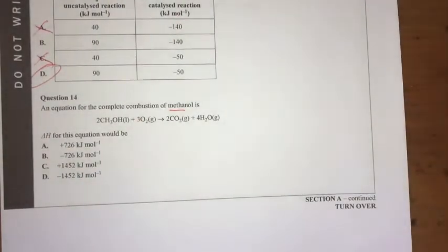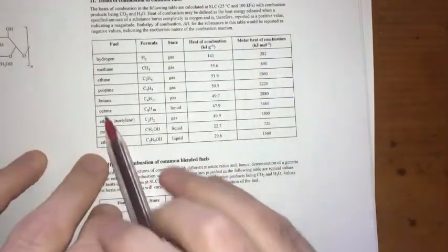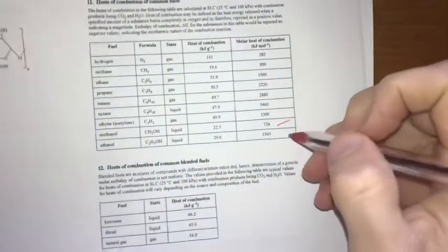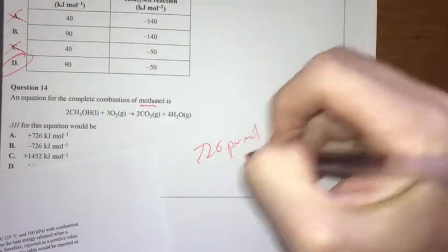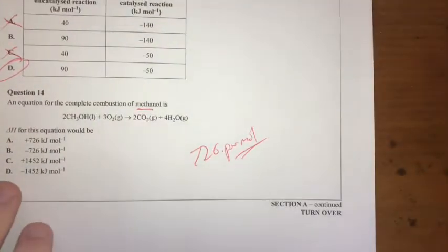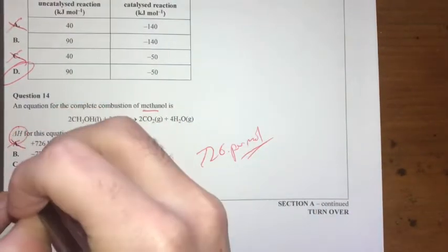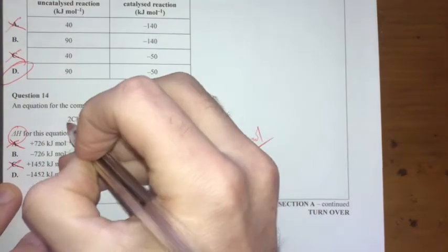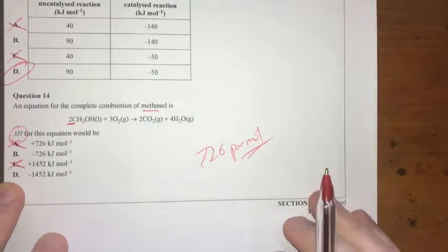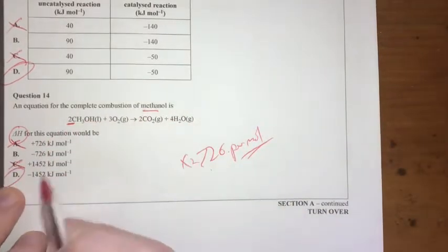All right. So the molar heat of combustion here for methanol is 726 per mole. Now it's going to be negative because delta H for a combustion reaction is negative. I can cross off these two first of all. Now I've got this one and this one. Notice here we've got 2 lots of methanol, so therefore that needs to be times by 2. So therefore it's going to be D.